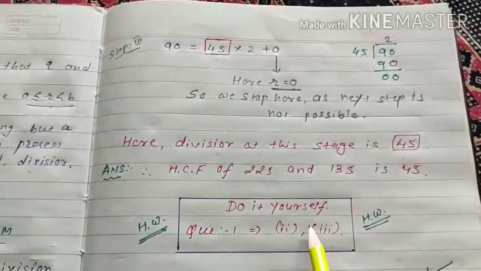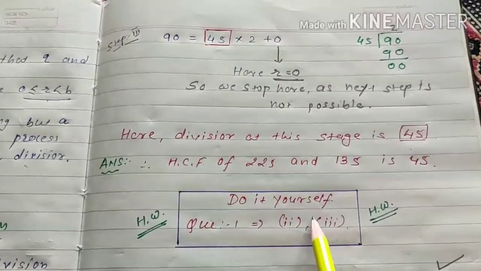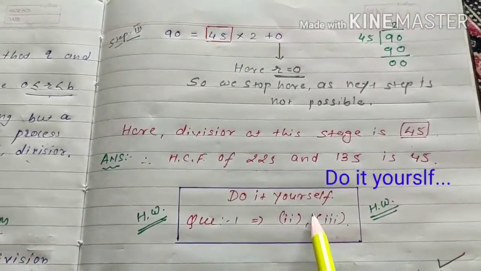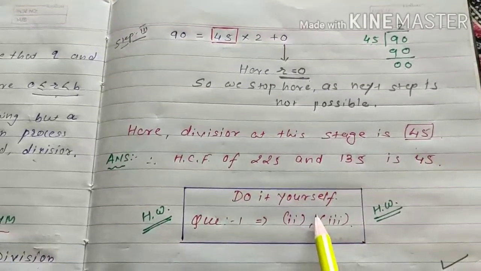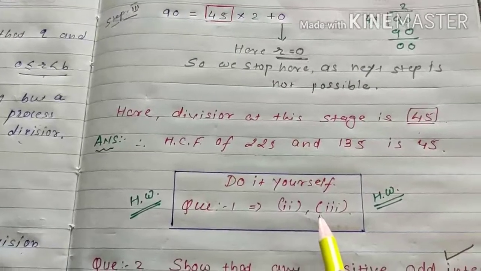Just watch this sum one more time. See how we can solve this. It's very easy. Simply we have to divide the bigger number by the smaller one, and we have to write dividend is equal to divisor into quotient plus remainder.